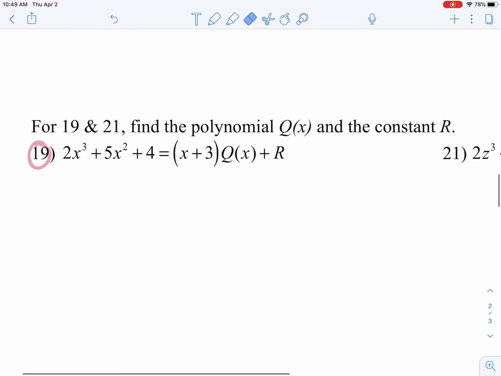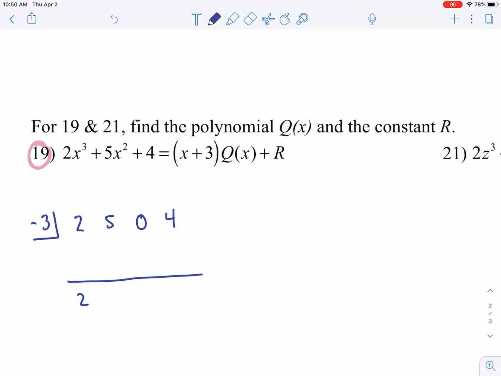Okay, 19. Find the polynomial q of x and the constant r. So I'm going to divide both sides by this. So my root of that guy is -3. My coefficients, don't forget that placeholder. And then go to work, multiply and add, multiply and add.